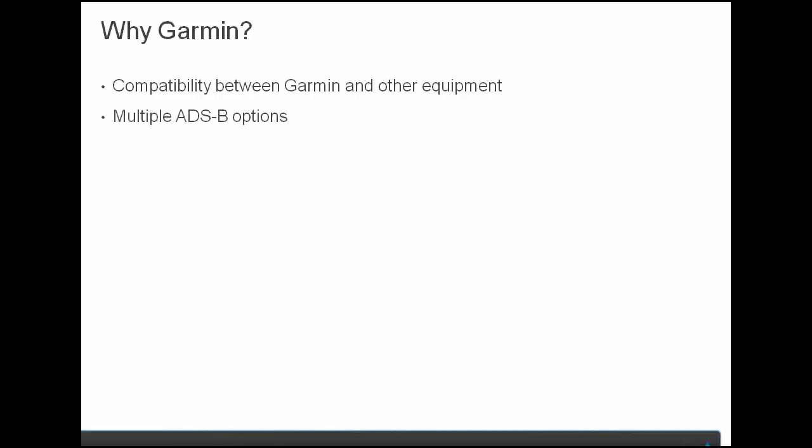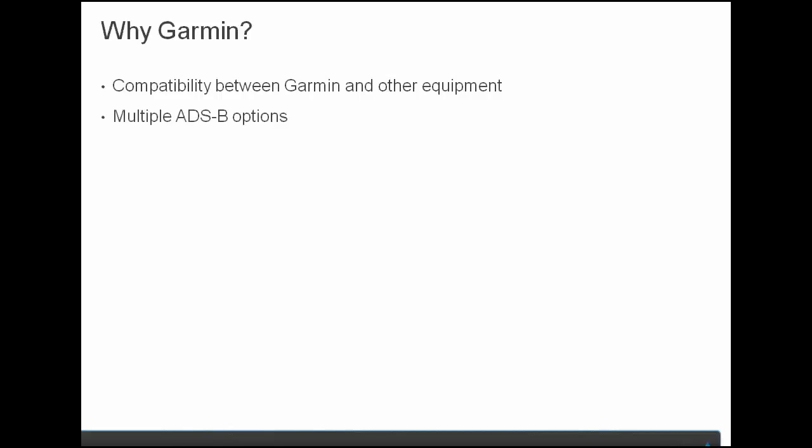So why Garmin? The compatibility between Garmin and the other equipment is amazing. We tie in with so many other range of transponders. We work with other traffic systems, and obviously we work with thousands of GNS and GTN units that are already out there in the field. And soon we're going to be working with the G500. We have multiple ADS-B solutions, and that's the nice thing.